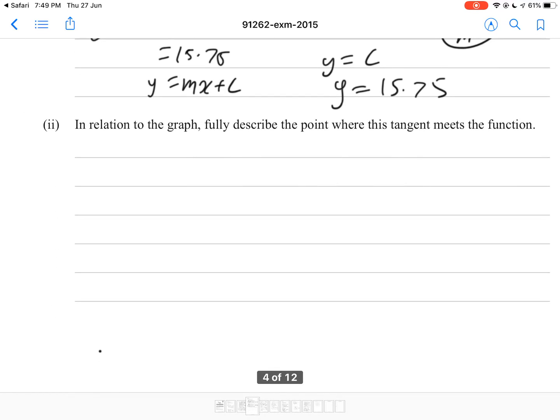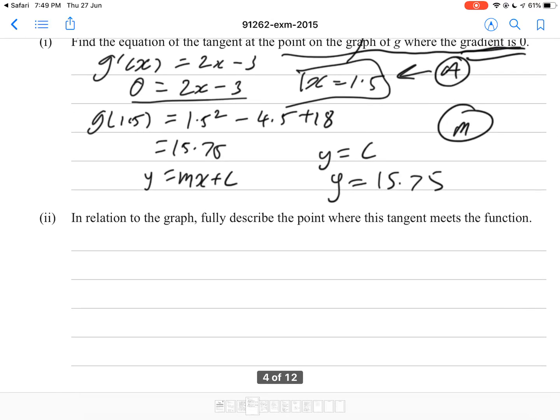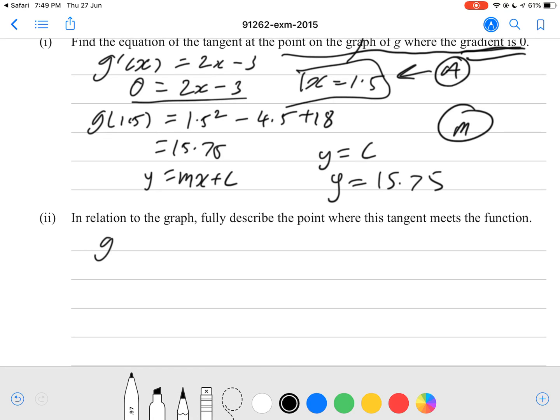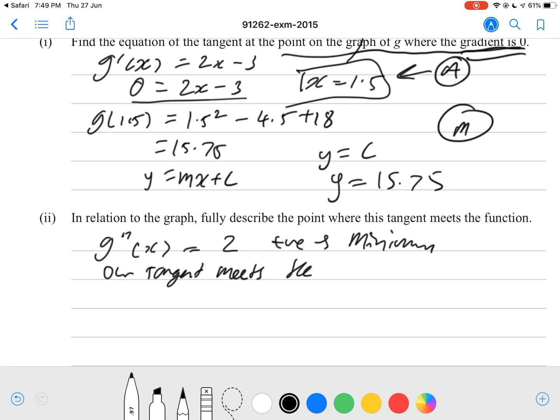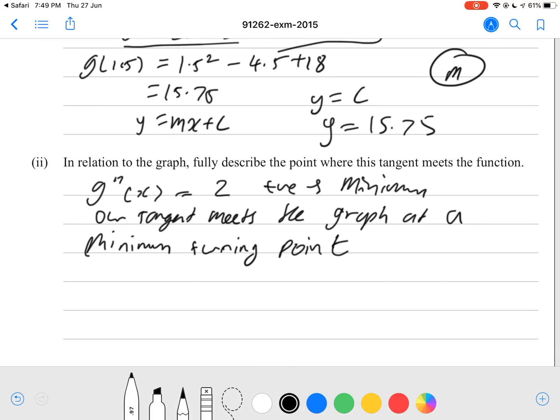Alright. In relation to the graph, fully describe the point where this tangent meets the function. Okay, so basically, we find our g double dash of x, so we're doing our second derivative test. So g double dash of x equals 2. This is positive, therefore this is a minimum. So simply we're going to say our tangent meets the graph at a minimum turning point. And making this correct statement will simply get you an achieved.